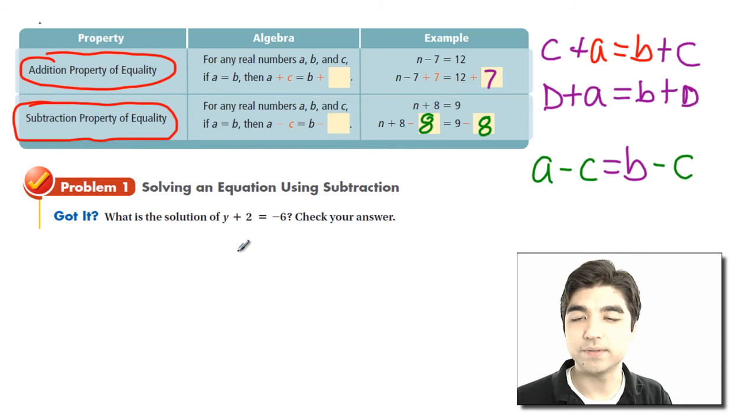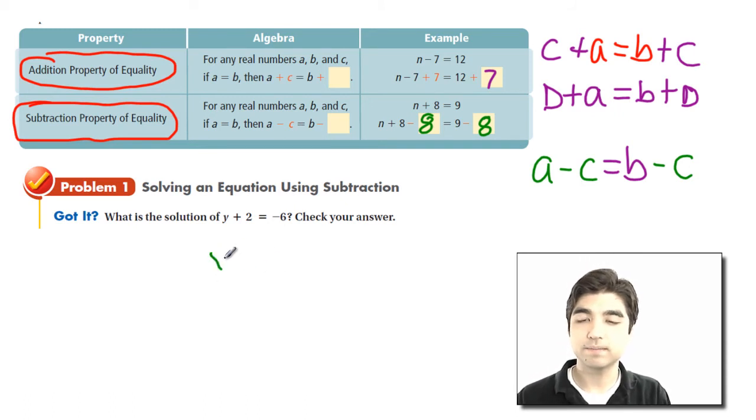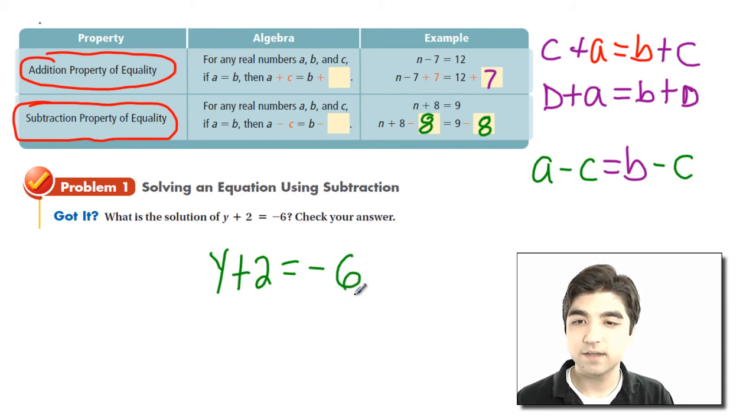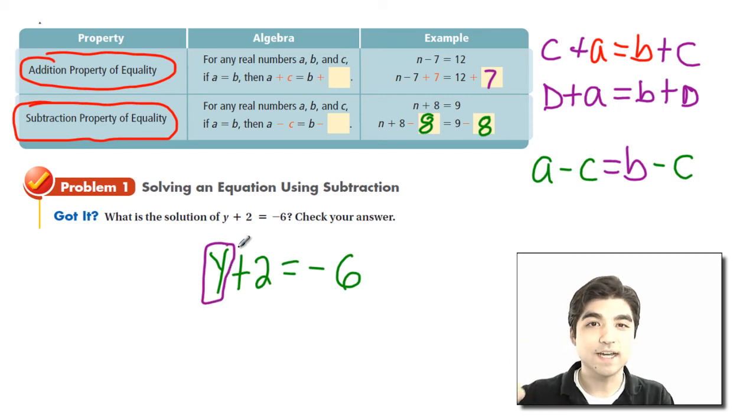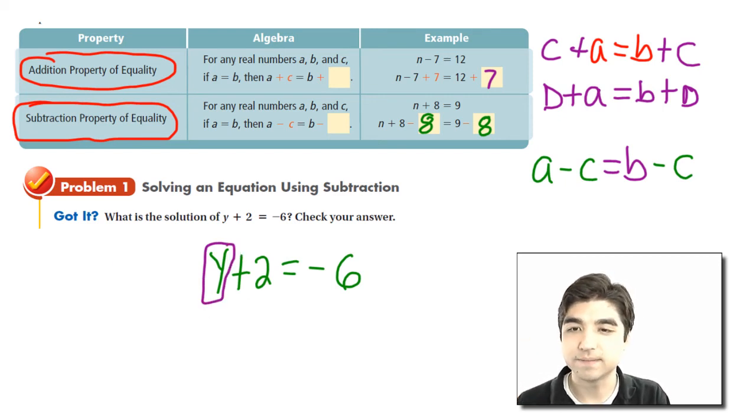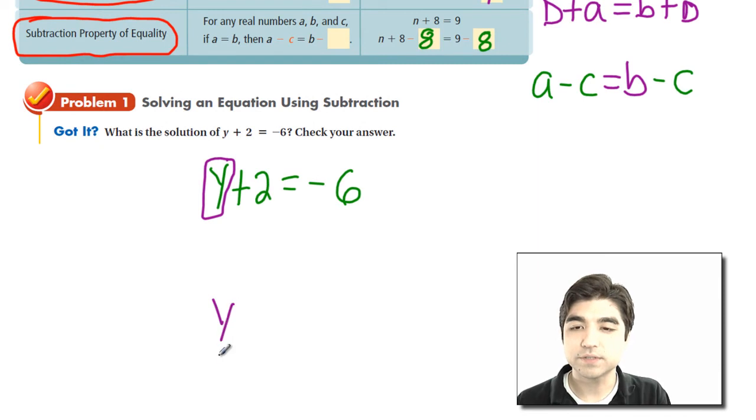Okay, let's look at an actual example. We have y plus 2 equals negative 6. So we're trying to isolate this y here. We're trying to get this guy by itself down at the bottom. So in order to do that, we need to get rid of this 2. And in order to get rid of the 2, we need to apply the subtraction property of equality.